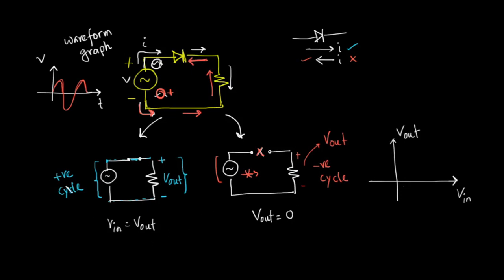You see here, in the positive cycle, when V in is greater than 0, V output, the output voltage, is equal to the input voltage. So this will be a straight line through the origin. And the slope of this straight line will be equal to 1. And in the negative cycle, when V in is less than 0, the output voltage will be 0.